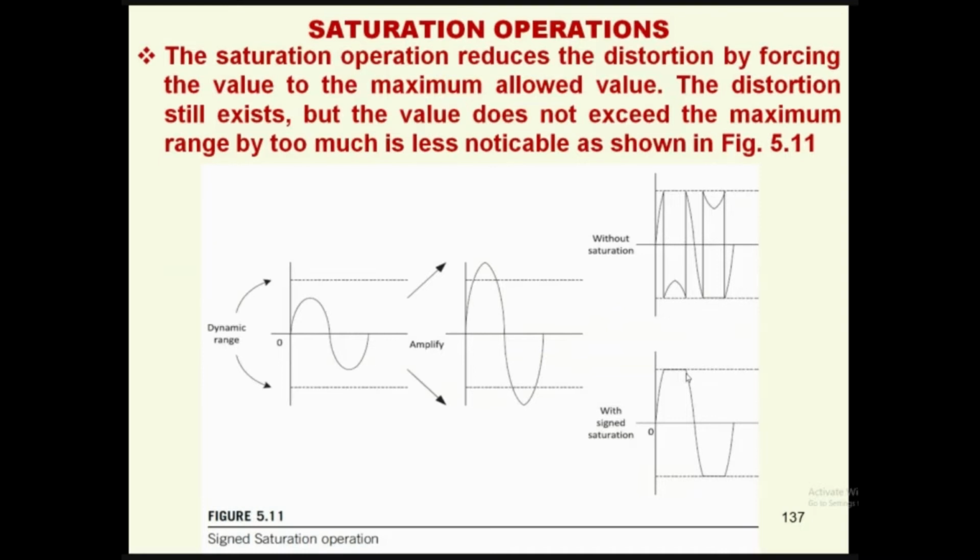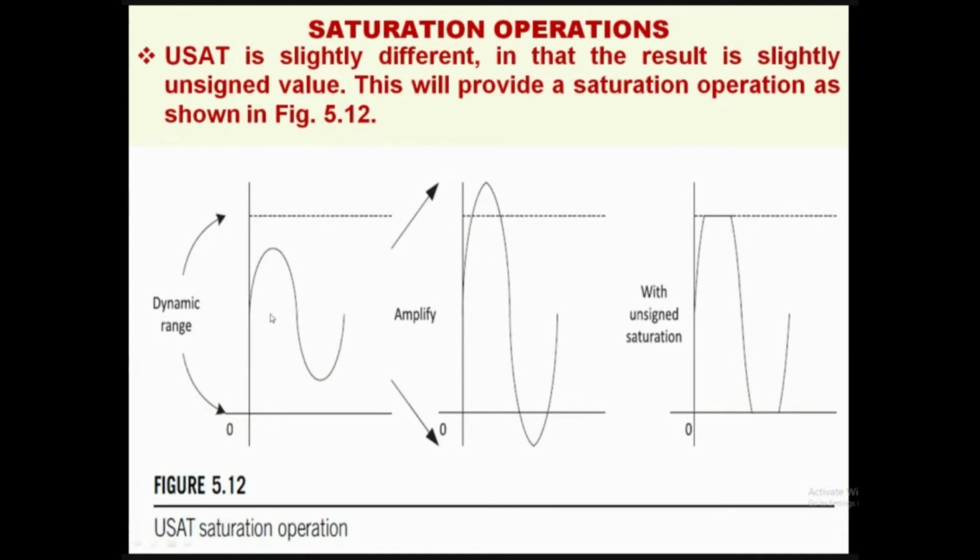Much more clear. For unsigned saturation, 00 to FF is the dynamic range. So when it amplifies, it goes below 0 and goes above FF. So with saturation, we can clip those values that go below 0 and we can clip those values that go above.